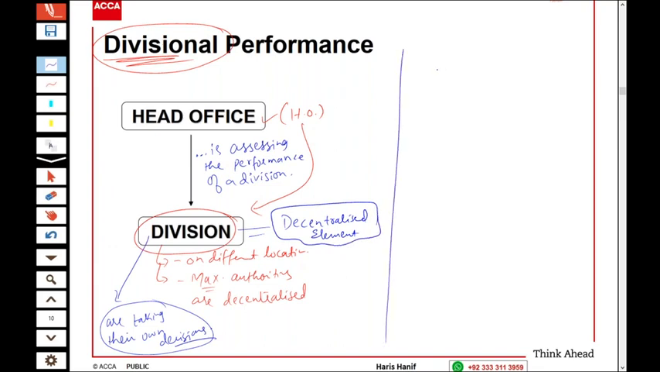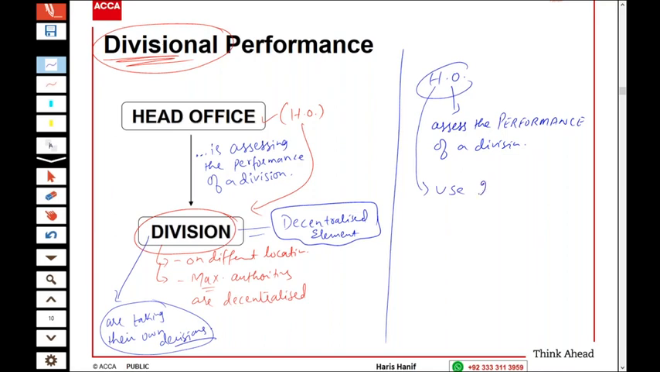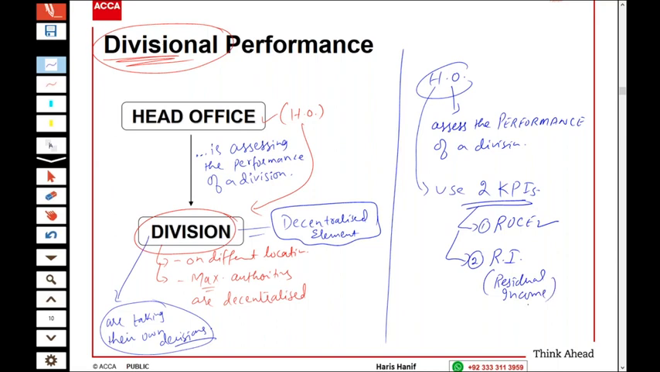Two important KPIs are used when head office assesses the performance of a division. Head office uses two KPIs. I mean to say that there are two important KPIs to evaluate the performance of a division. Number one is ROCE, which you already know, and number two is RI. RI means residual income.